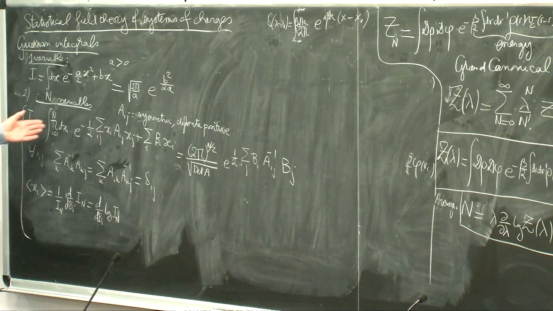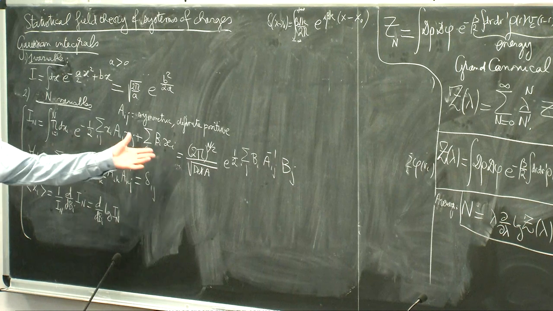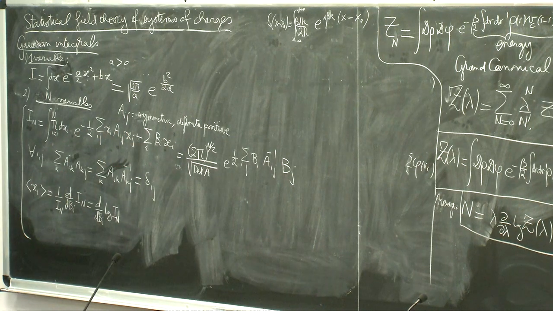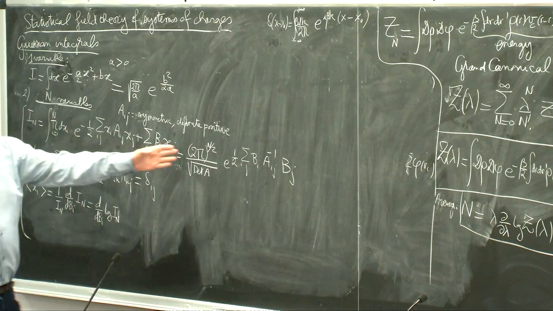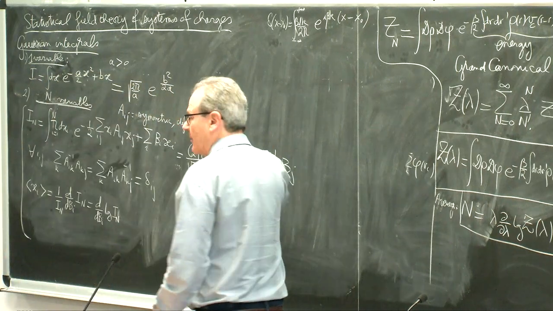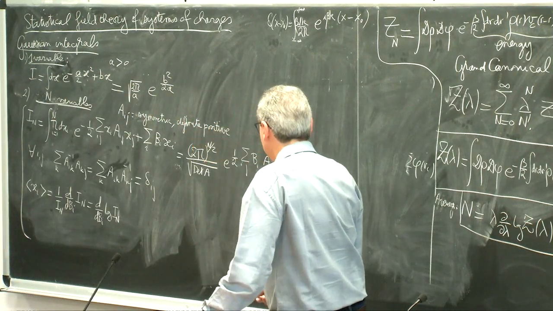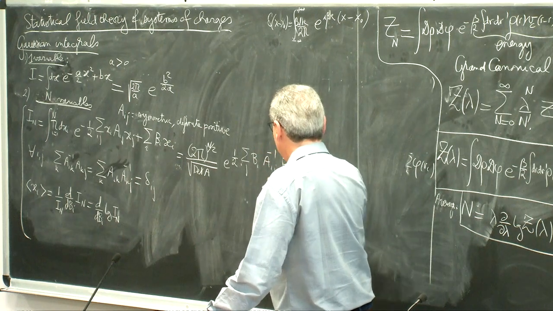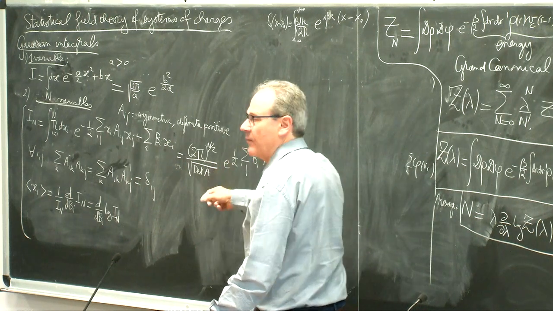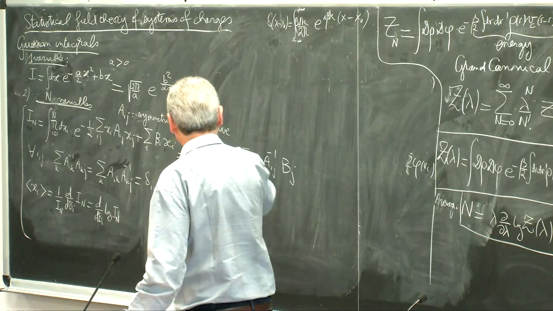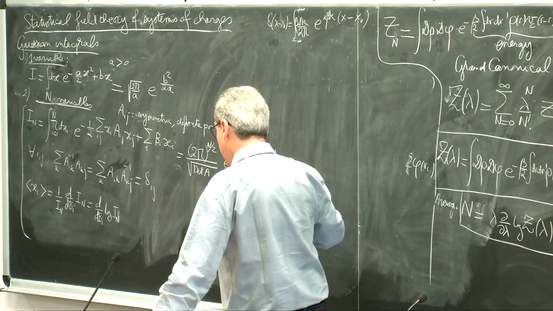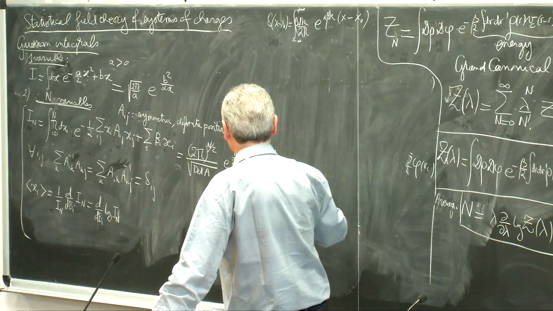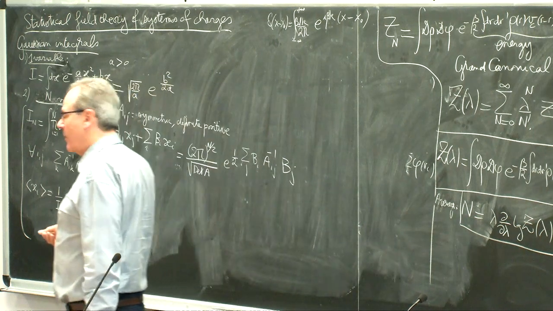So for instance, in this case, you see that if I want to see what is the expectation value of xi, I just take the log of this, and I take a derivative of the log of this with respect to bi. You see that the part of the log which depends on the b's is just this exponent. And if I take a derivative with respect to bi, I just get aij minus 1 times dj.